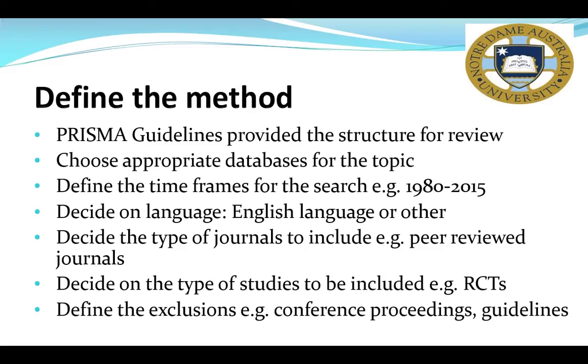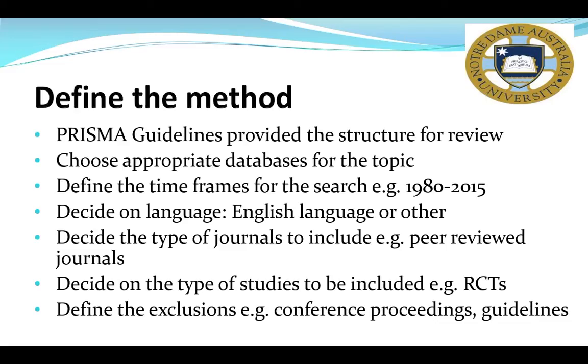I also needed to decide the type of journals to include, so that was peer-reviewed journals, and also the type of studies to be included. So for example, I included RCTs and non-randomised controlled trials and qualitative studies as well. And then it was important to define the exclusions. And so I excluded conference proceedings or guidelines, anything that wasn't empirical data to support the findings of that study.